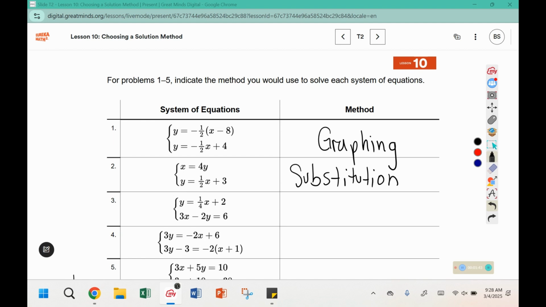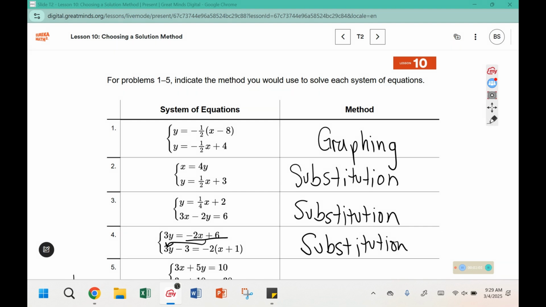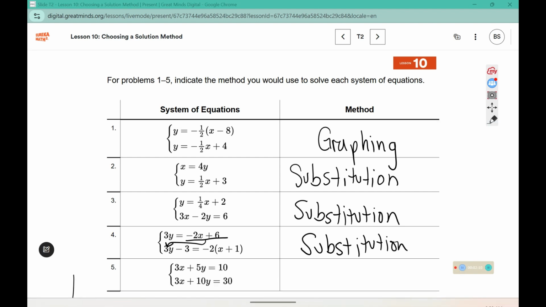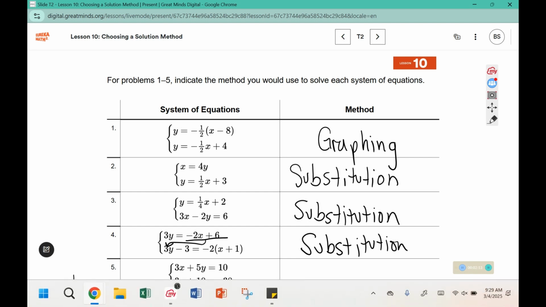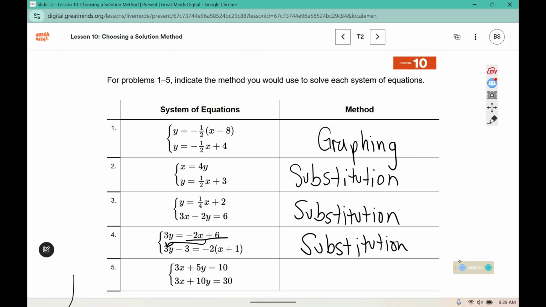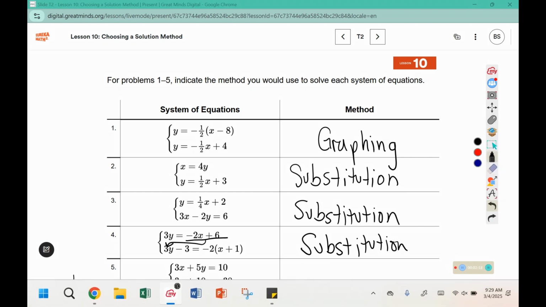Here, this one is solved for y, so I would substitute all of this in for y. This one has a 3y, so I can replace all of this with 3y. This one is written in standard form where the x pieces are stacked, so I might use elimination for that one.